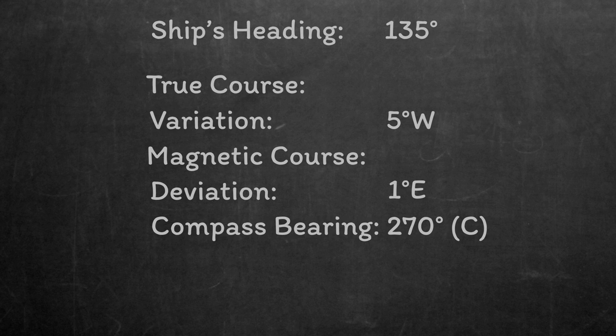As deviation is east, we add it to the compass bearing to get the magnetic bearing as 271 degrees magnetic. We can use the rhyme to check we're correct, deviation east, compass least. And finally, as variation is west, we need to subtract it from the magnetic bearing to get the true bearing. 271 minus 5, so you get 266 degrees true. And then we use the rhyme as the final check, variation west, magnetic best. The magnetic is indeed higher than the true, so we did apply it the correct way round.